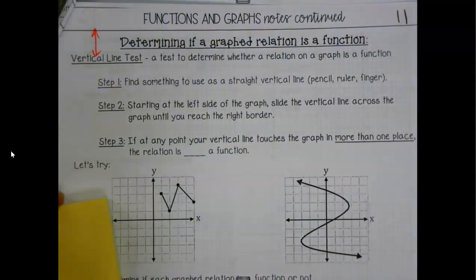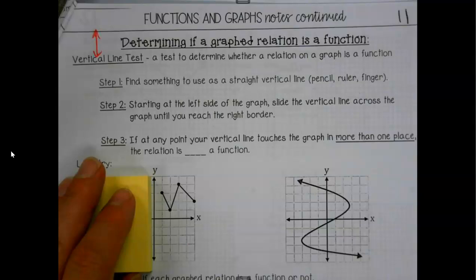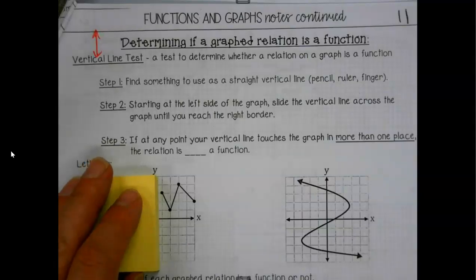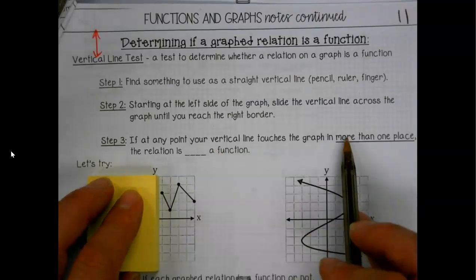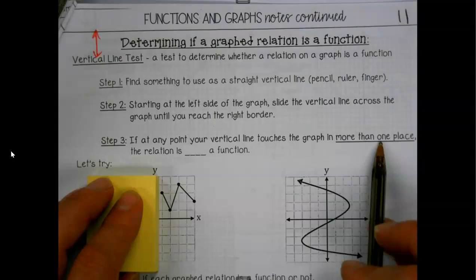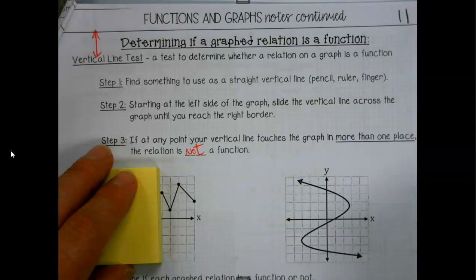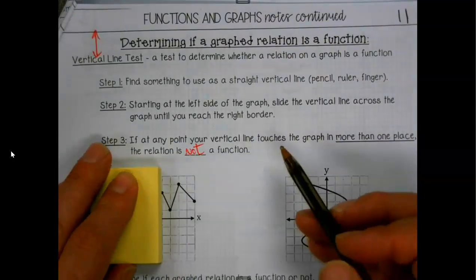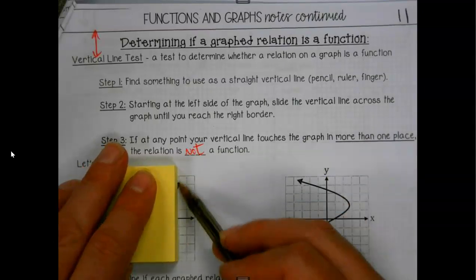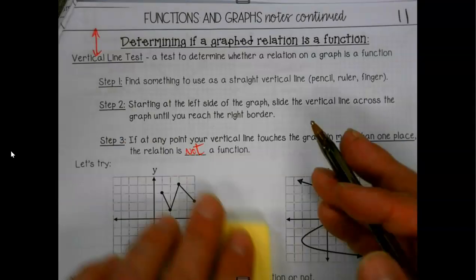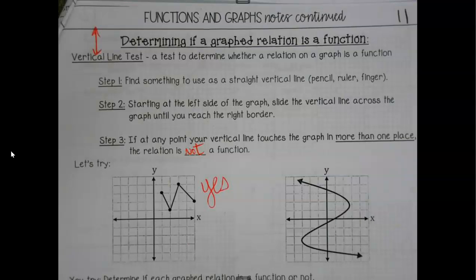And so what we're going to do is we're going to start on the left side of the graph, and we're going to slide across, and all I'm looking for as I go here is to see if at any one point my vertical line touches more than one place. If it touches more than one place, it's not a function. So like if I stop here, it's only going through one spot. If I stop here, it's still only going through one spot. Still only going through one spot, and I made it all the way to the side, and we're good. That one's a function. That's okay.